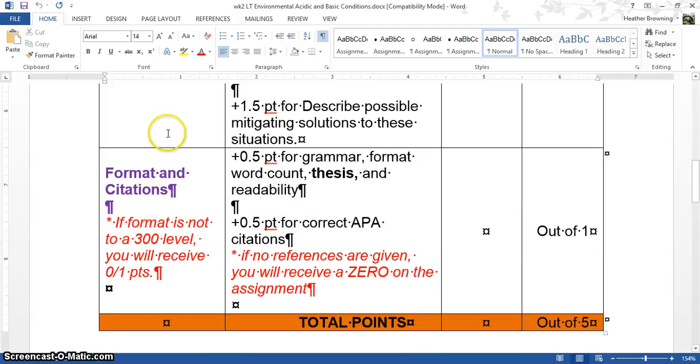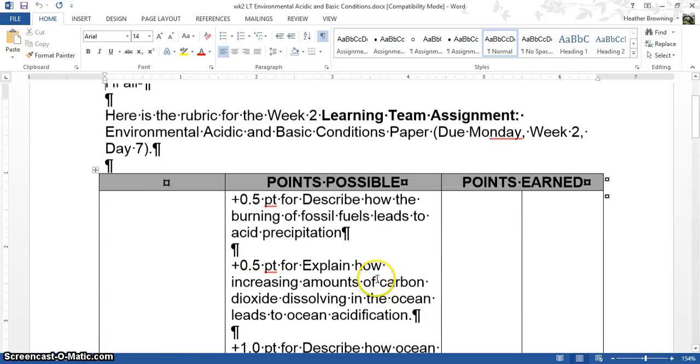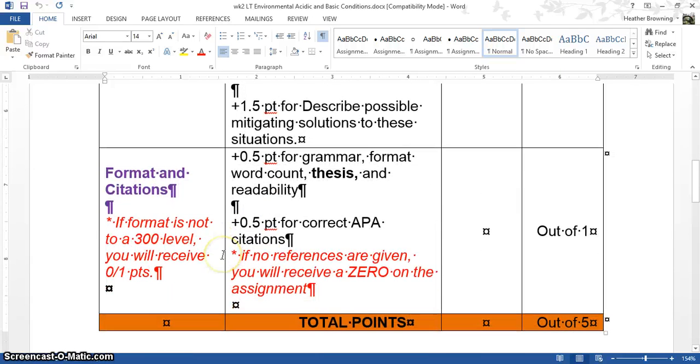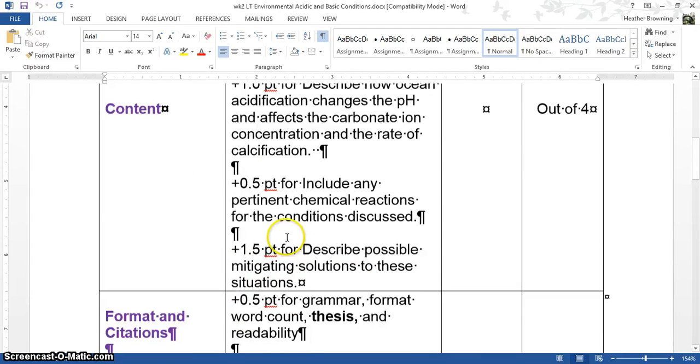Got it? One sentence. And make sure you have APA citations. If there's no reference, it will be a big fat 0 for the entire paper for everyone. You do not want to do that. Do not do that. Okay.